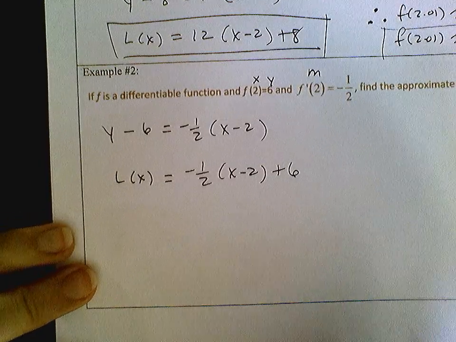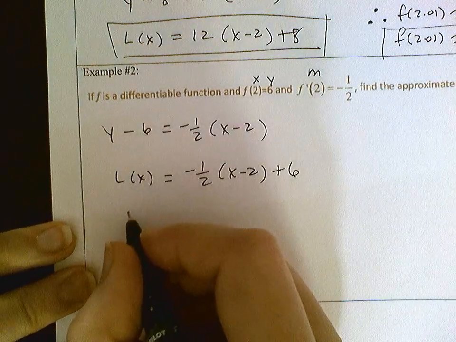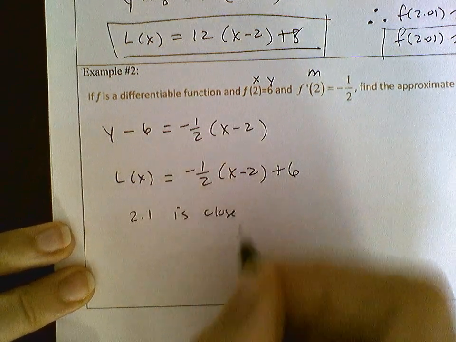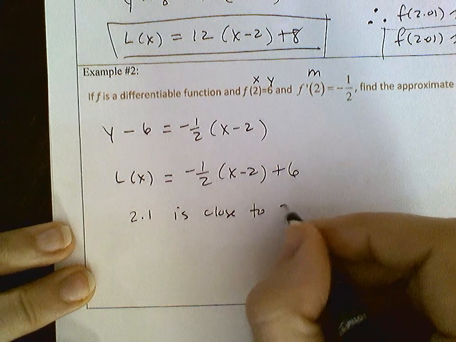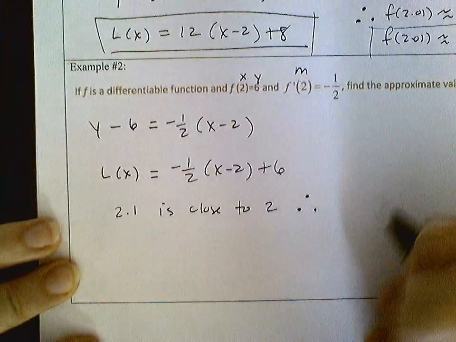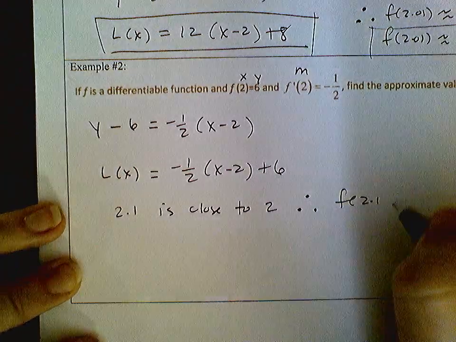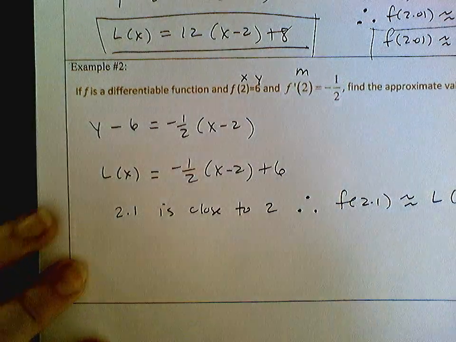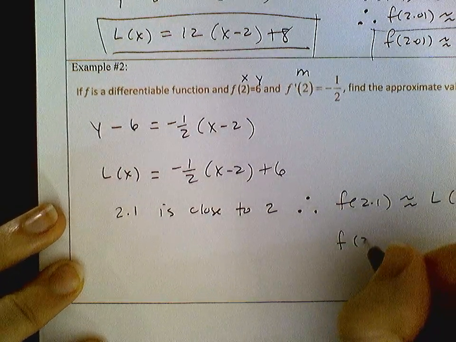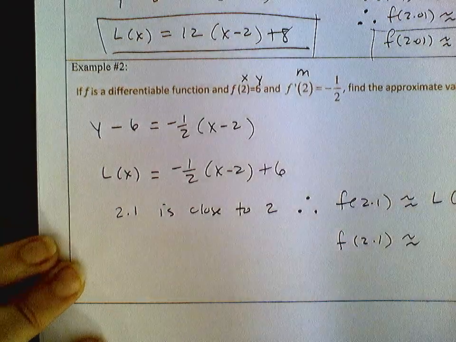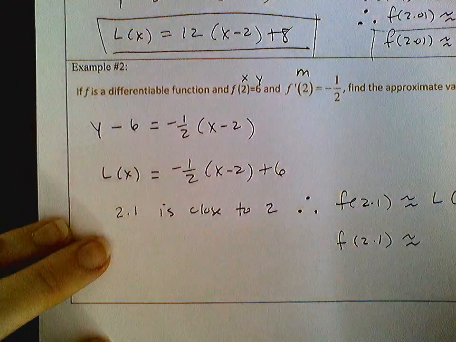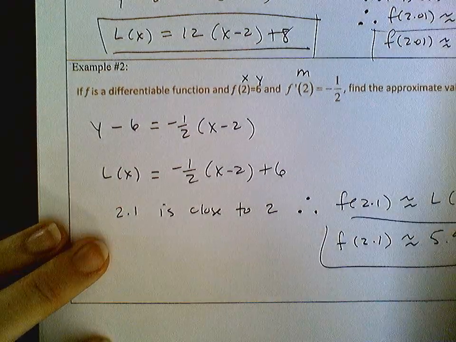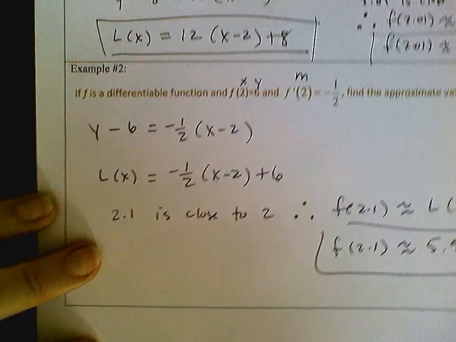So I'm going to say 2.1 is close to 2. Therefore, f of 2.1 is approximately L of 2.1. And so f of 2.1 is approximately, so I take 2.1, I plug it into L. I already did this earlier, and I got 5.95. Okay, guys, so there's that.